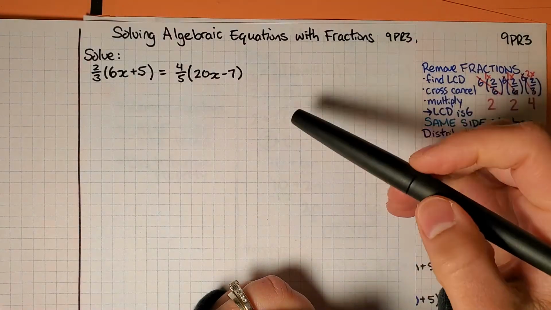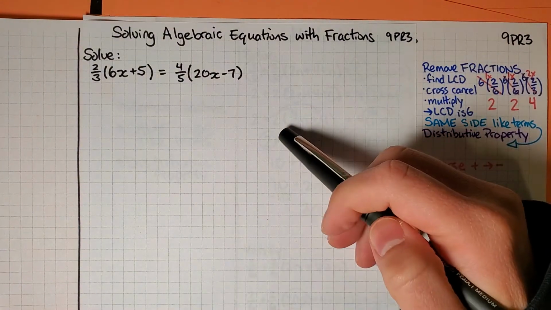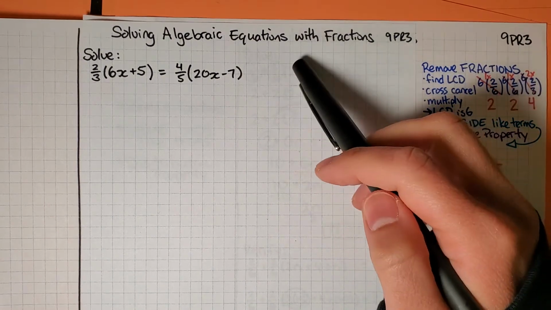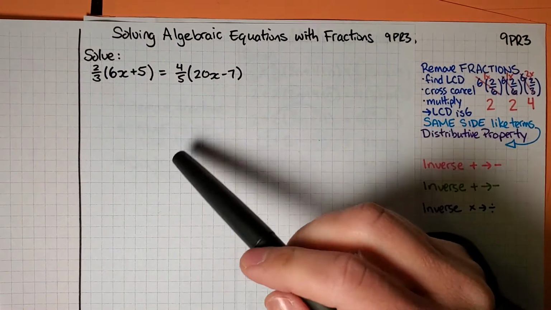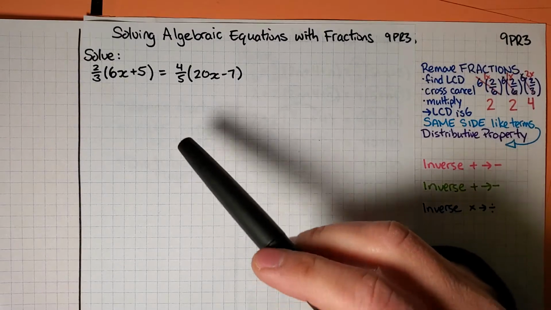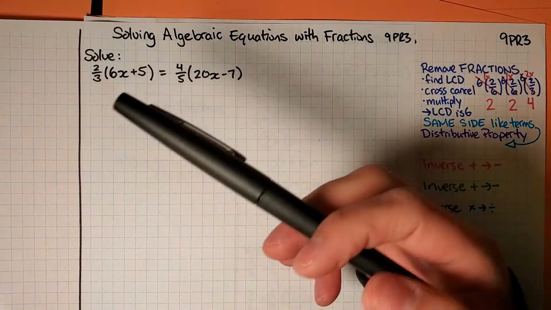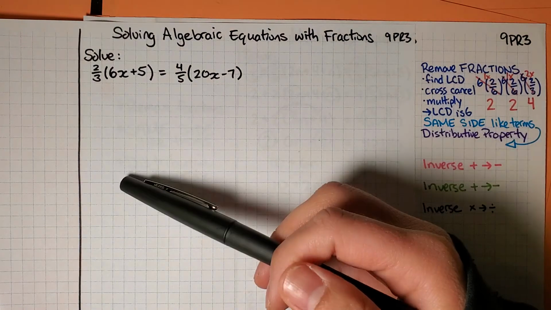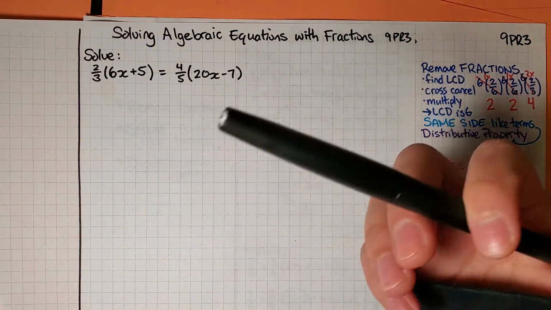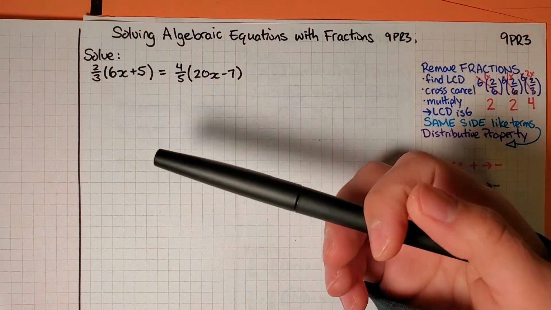Alright, grade 9s. I'm just going to go over how to solve algebraic equations with fractions. And I'm going to show this same question 3 different ways. So we have 2 over 3. Why am I showing it 3 different ways? Because there's lots of ways, and it's good to see them all.